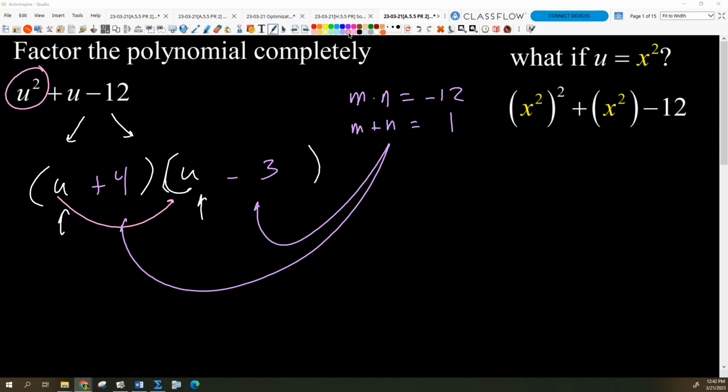Well, we could do something slightly different than that. What if I traded those u's for something like an x squared? So I'm going to make a substitution. I'm going to substitute x squared for u. Then I'd end up with x squared squared plus x squared minus 12, right? Now, how would that factor?